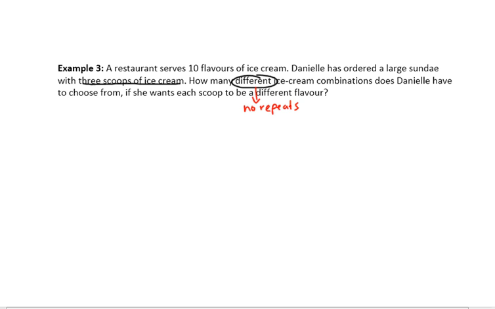So the question is, does order matter here? How many different ice cream combinations does Danielle have to choose from if she wants each scoop to be in a different flavor? So here, the key word is combinations. Okay, so they tell us it's a combination. So that means what? Order does not matter. If it's a permutation, you'll hear words like how many arrangements or how many sequences.